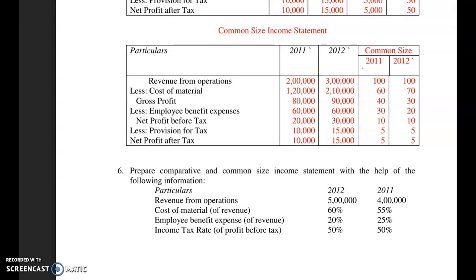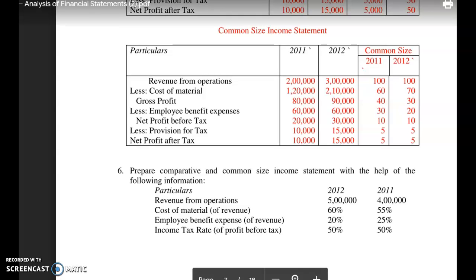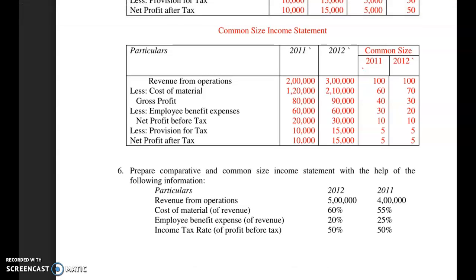While preparing the common size income statement, we have to take revenue from operations or sales, or the net amount of the sales, as 100, as it has been taken in this question. So for 2011, 2 lakh will be assumed as equal to 100. Likewise, we will convert the individual item figures in terms of percentage.